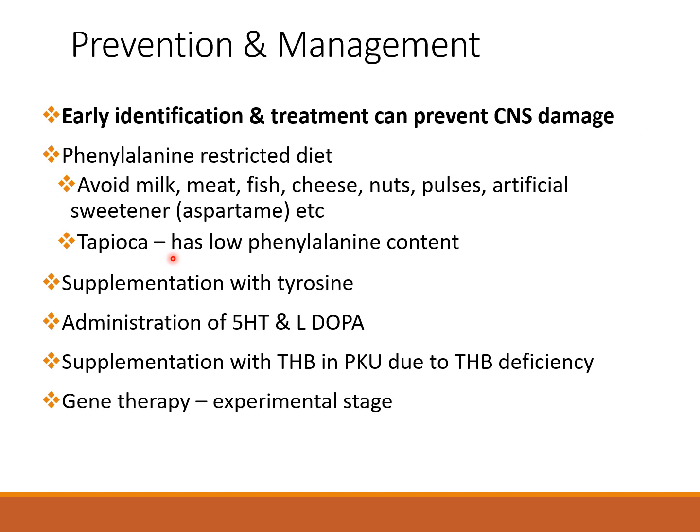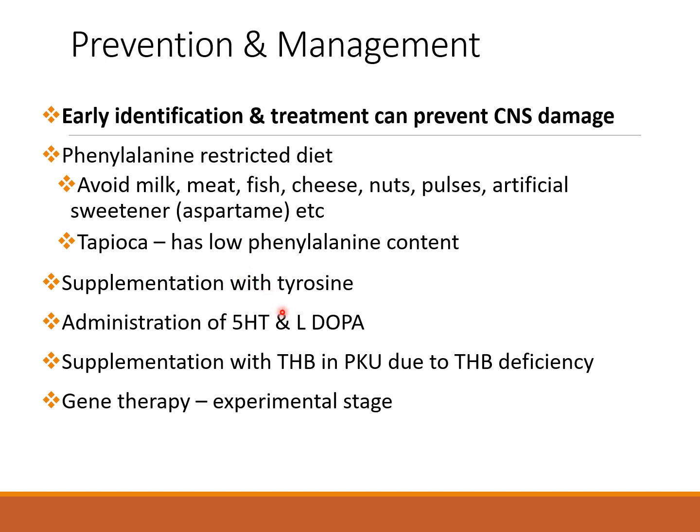Apart from that, we already know one of the important functions of phenylalanine is to convert itself to tyrosine. So in this condition, there is no tyrosine formation. That's why tyrosine should be supplemented. That is why tyrosine becomes essential in PKU patients.